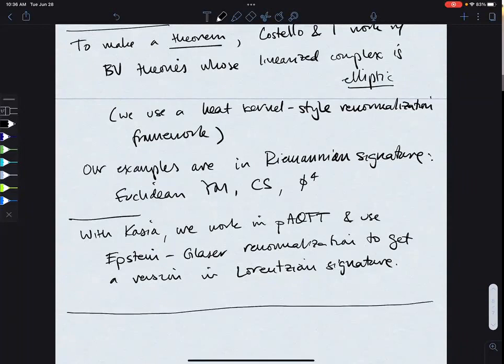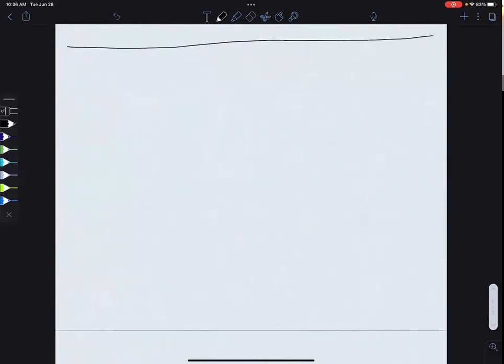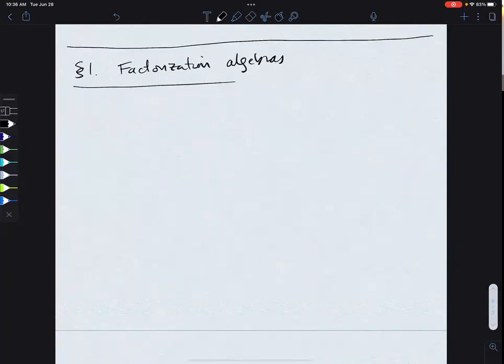Cool. So now, after talking for 30 minutes, that was my extended introduction. I'll tell you what a factorization algebra is. So this would be part 1. That was part 0. Factorization algebras. I liked your questions a lot, so please keep asking questions.